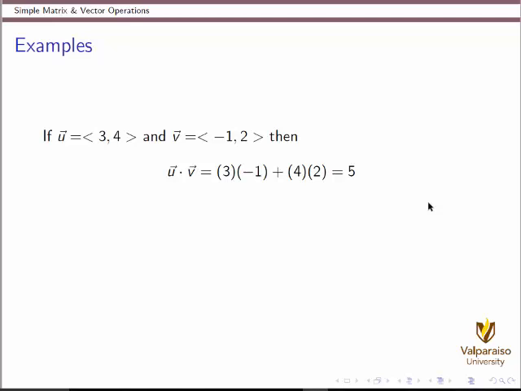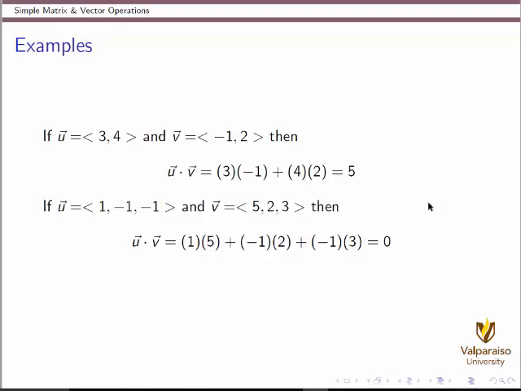Here's an example. The first vector is 3, 4. The second vector is negative 1, 2. Their dot product, well, take the first entries and multiply them. Take the second entries and multiply them, and then add up what you get. Another example with bigger vectors, but it's the same idea. First entries, negative 1 times 5. Second entries, negative 1 times 2. Third entries, negative 1 times 3. Add up the result, and oh look, we got 0. And that's interesting because neither of those vectors has zeros in it, and yet their dot product became 0.